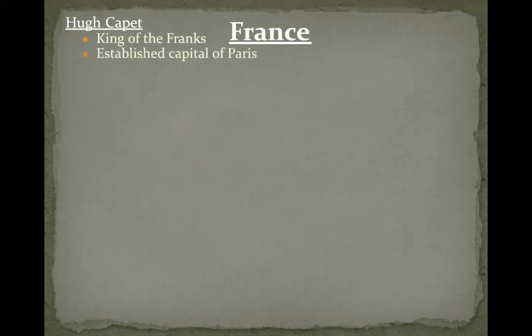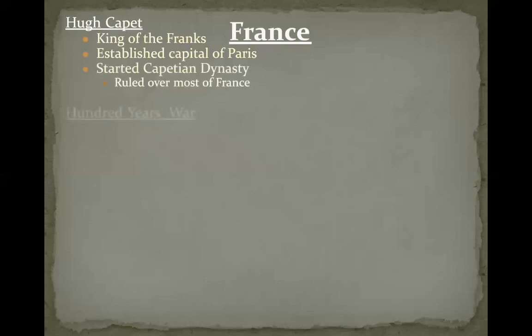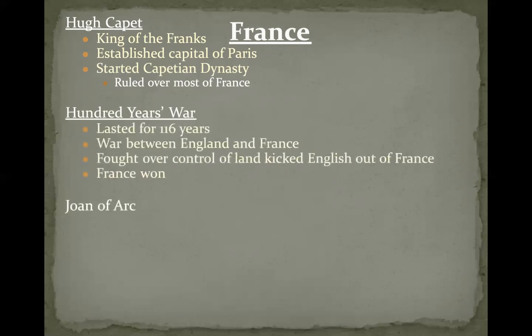And parliament is England's Congress. So moving right along to France, we'll talk about Hugh Capet, who was king of the French. And if we're remembering back to our Frankish kingdom that we learned in Germanic tribes, he established the capital of Paris and started the Capetian dynasty. So remembering family name is always important.